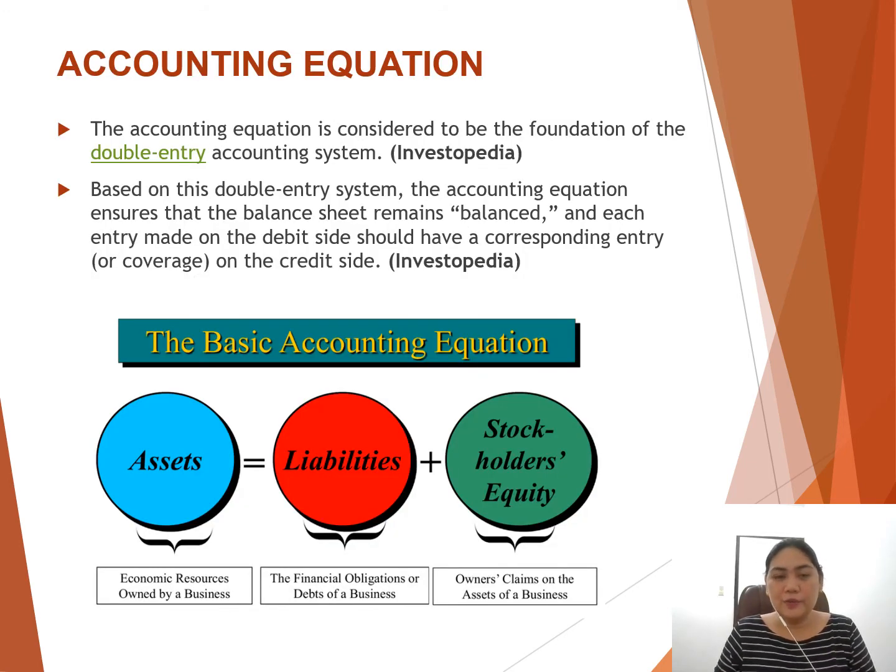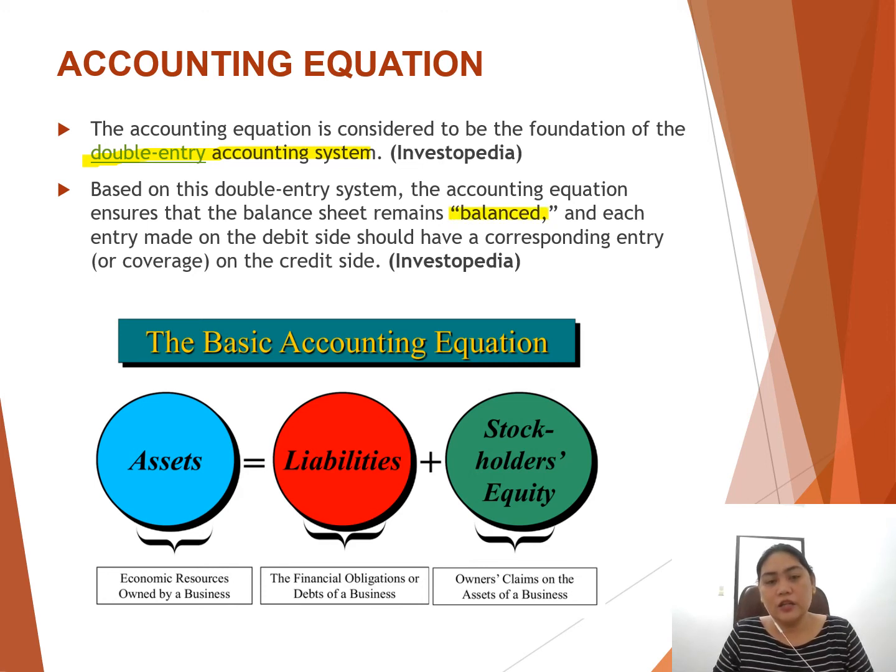Okay, here, we will discuss the accounting equation. So, you encountered kanina, di ba? The last step is for you to make sure that the accounting equation is in balance. Now, what is accounting equation muna? So, the accounting equation is considered to be the foundation of the double entry accounting system. It is according to Investopedia. And then based on this double entry system, the accounting equation ensures that the balance sheet remains balanced.